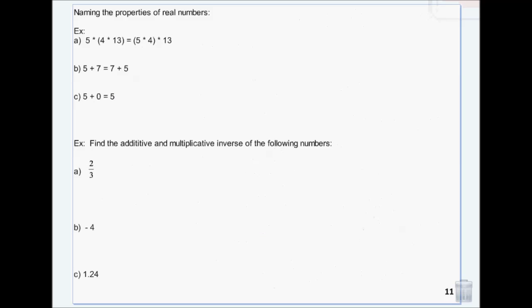What you want to do is you want to say, okay, what changed between here and here? The order is the same, 5, 4, 13, 5, 4, 13. The only thing that moved was the parentheses. If the parentheses are the only thing that moved, that's the associative property.